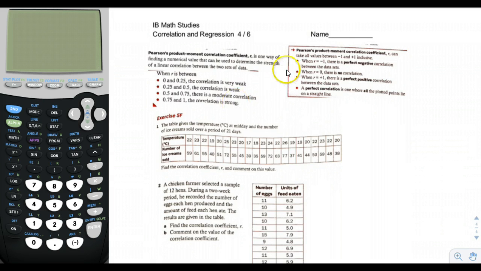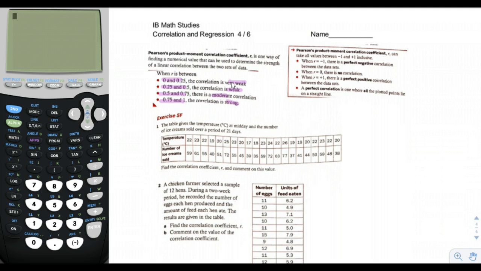Okay. So just to review here, from 0 to 0.25, we would call that very weak. And this is actually something you have to memorize for the exam. From 0 to 0.25, we consider that very weak. 0.25 to 0.5, we consider that weak. For 0.5 to 0.75, we consider that moderate. And from 0.75 to 1, we consider that strong. And strong is easy to remember. Very weak is easy to remember. Sometimes it's hard to remember if it's very weak or moderate. So sit down and figure out the best way for you to remember that.